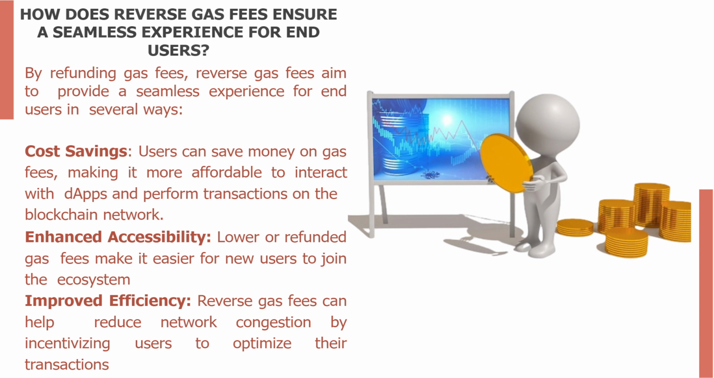RGF can help reduce network congestion by incentivizing users to optimize their transactions in the best possible way they can, and reduce the overall load on the network, so that they can receive the RGF in a faster, more efficient way. They don't have to wait for the RGF. So that's a plus point. This in turn can obviously lead to faster transaction confirmations and a smooth user experience.